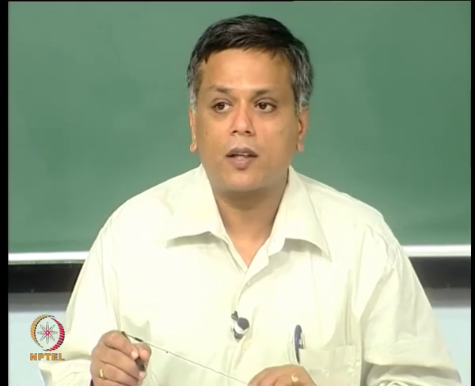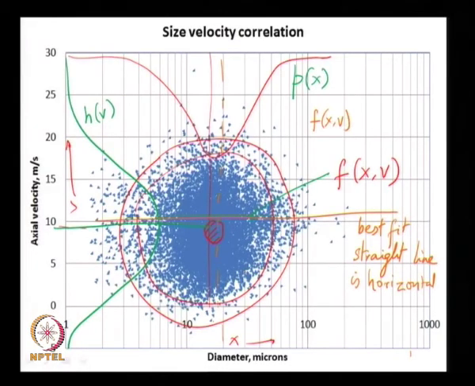The average velocity of any given sample of drops does not depend on the size, or the average size of any given velocity sample does not depend on the velocity itself. Okay. So, these are two different ways of looking at size velocity correlation. Now, what does this mean mathematically? Mathematically, what this says is f of x comma v, because the best fit lines are oriented along orthogonal directions, I can write the function f of x comma v simply as a product of two functions in each of the two independent variables.